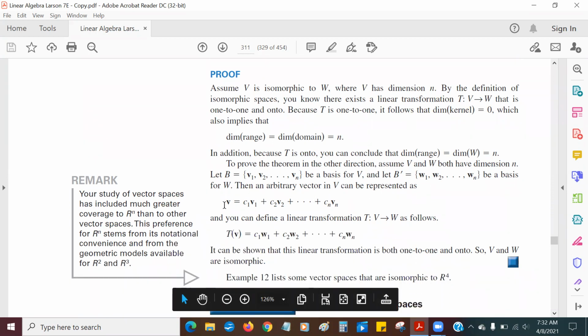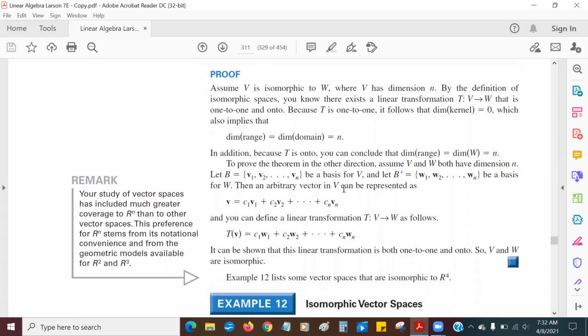So we're over here. If you have an arbitrary vector in V, you can write that as c1 v1 plus c2 v2 plus dot dot dot plus cn vn, something we've done many times. And you can define a linear transformation from V to W, where T of v is c1 w1 plus c2 w2 plus dot dot dot plus cn wn. In other words, we're keeping the same constants, the same scalars. That's what a linear transformation does. It keeps the same scalars. It just replaces the v with the corresponding w. So this linear transformation is both one-to-one and onto. So V and W are going to be isomorphic. And that's pretty cool and awesome.